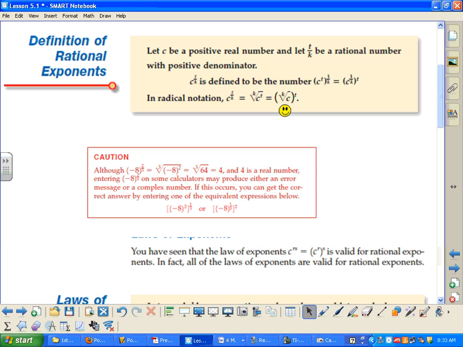Now they do give us a caution here also. Although negative 8 to the 2/3 is equal to 4, and 4 is a real number, if I enter negative 8 to the 2/3 on some calculators, it may produce either an error message or a complex number. If this occurs, you can get the correct answer by entering one of the equivalent expressions below. So I could do either of these to make sure I get the right answer.